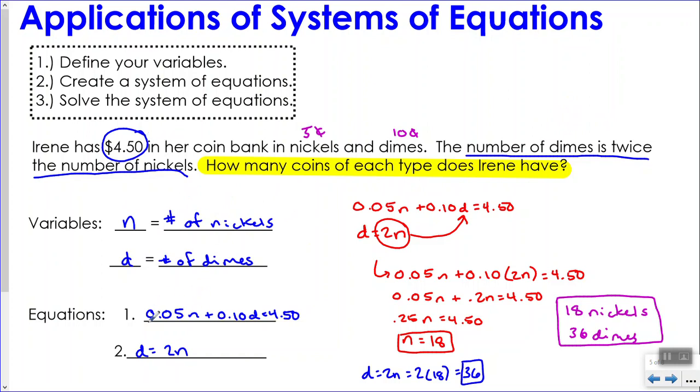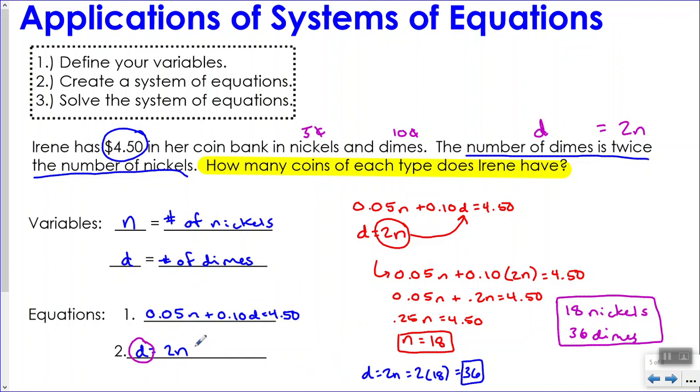So each nickel is worth 5 cents, or $0.05. So we multiply that by N. And each dime is worth 10 cents, or $0.10. So we multiply that by D, and altogether that's $4.50. Then the second part we have here is that the number of dimes is twice the number of nickels. So my number of dimes, which is represented by D, is going to be equal to twice the number of nickels, or 2N.